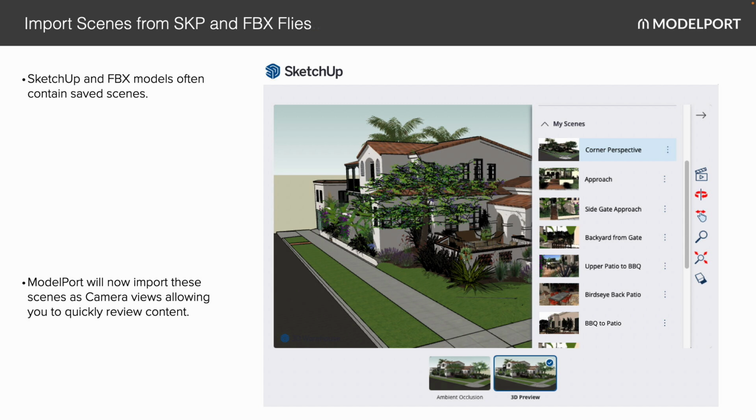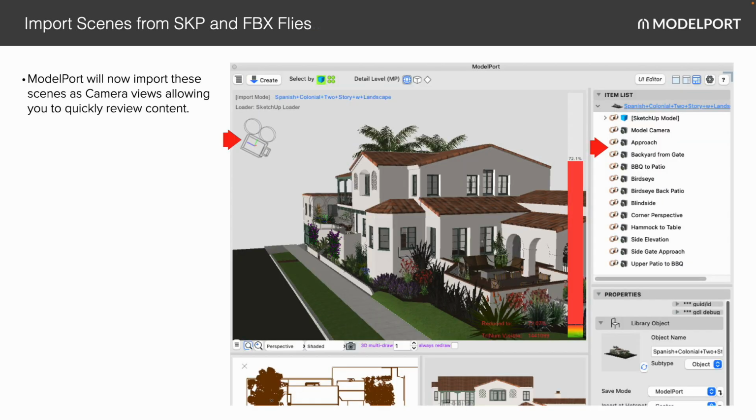So with a SketchUp and an FBX model, I can actually bring in what you can see here. If I were to go to 3D Warehouse, select an object, and view that object in the interactive 3D environment, it would allow me to also toggle on the scenes, which is one of the controls you can see there on the right-hand side. You can see some of the scenes there, like corner perspective, approach, side gate approach, backyard gate, from gate, etc. Well, now, when I bring that into ModelPort, it brings those same exact scenes into our ModelPort editor in the items list there.